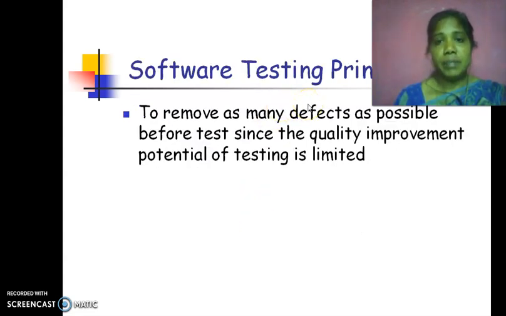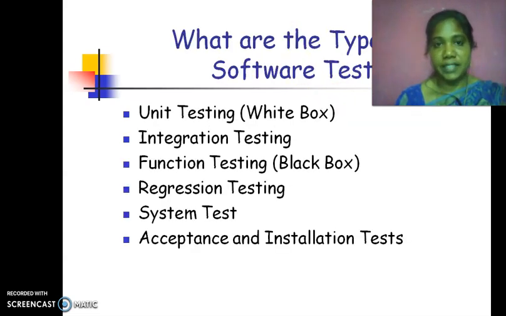Then what are the principles of software testing? Remove as many defects as possible before testing, since the quality improvement potential of testing is limited. That means testing is only conducted based on quality. So there is a need for testing. It is validation.